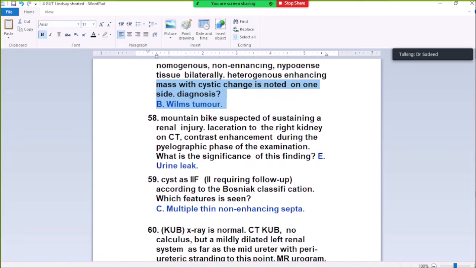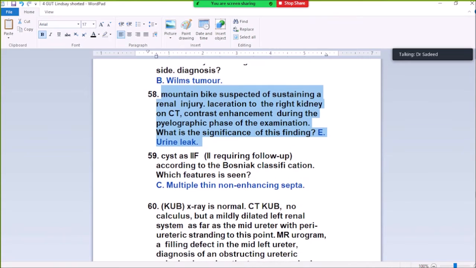Question 58. Mountain biker suspected of sustaining a renal injury. A change to the right kidney on CT. Contrast has been seen during the paranephric phase of the examination. What is the significance of this finding? Ureteric leak. The patient is a mountain biker and we are suspecting renal injury. There is dilation of the right kidney on CT and contrast seen during the delayed phase, which shows a renal leak. So contrast leak, so renal leak.